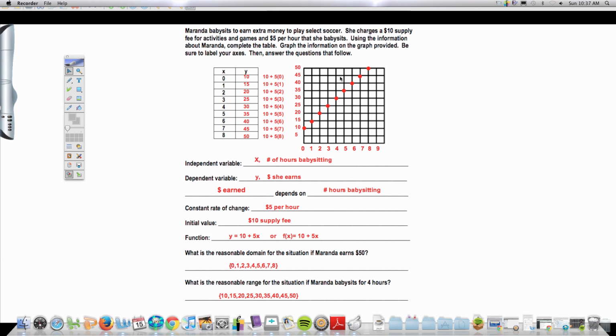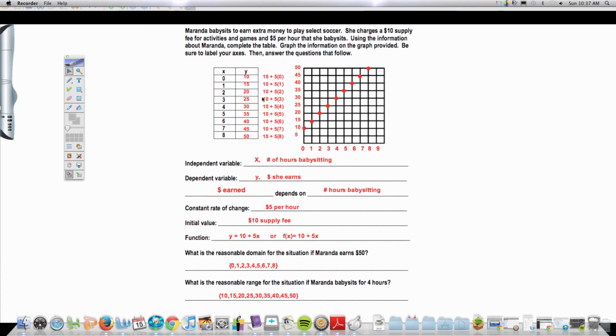Okay, so what's going on here is we've got Miranda, she's babysitting. She charges $10 straight up. That's for activities and games. So it's a $10 fee, guaranteed. That's what we call an initial value. That's not going to change. And then she also charges $5 per hour. Notice it says per hour, so it depends on how many hours. Well, that is what we call a constant rate of change, and we'll get that in just a second.